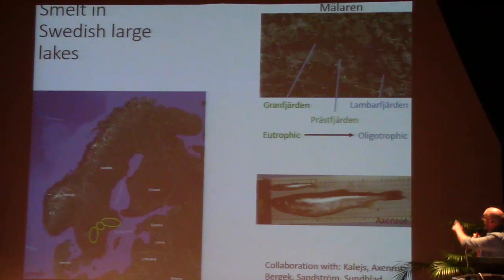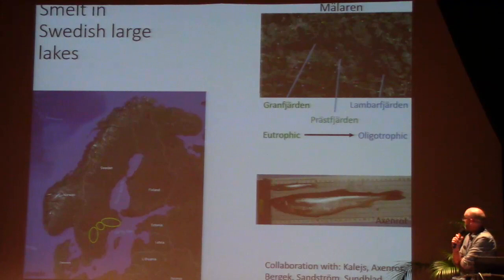The top right image here is for Mälaren, and Mälaren drains the middle part of Sweden and empties out into the Baltic right around Stockholm. And there's a gradient going from more eutrophic in the inner part of Mälaren to more oligotrophic as you move east towards Stockholm. And so we've been looking at smelt across these three lakes, but in particular in Mälaren, looking at three different basins that are expected to be along a eutrophic to oligotrophic gradient.